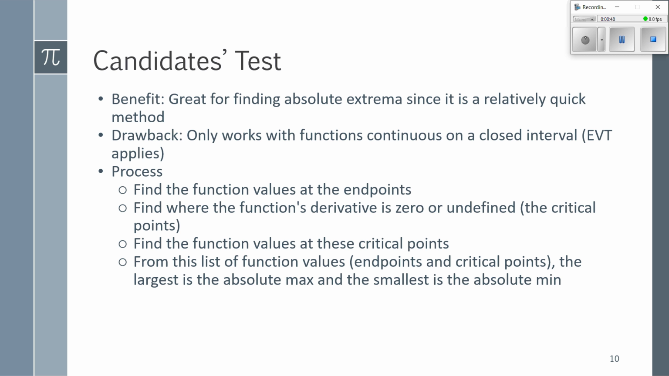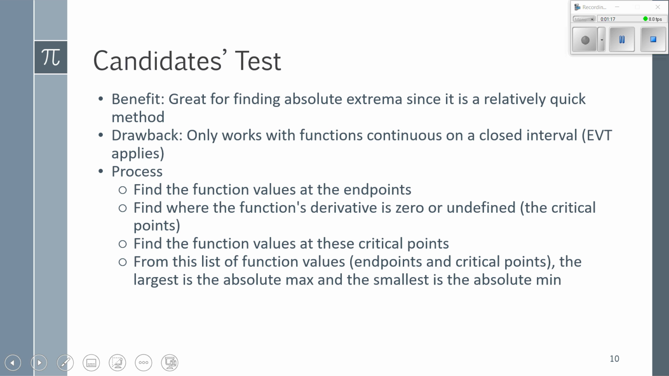It sounds like it should be more work than that, but because the EVT guarantees an extreme value, that absolute extrema must exist, both an absolute max and an absolute min, we don't need to check increasing and decreasing. If we find all of the function values where extrema could occur, one of them has to be the absolute max and one of them has to be the absolute min.